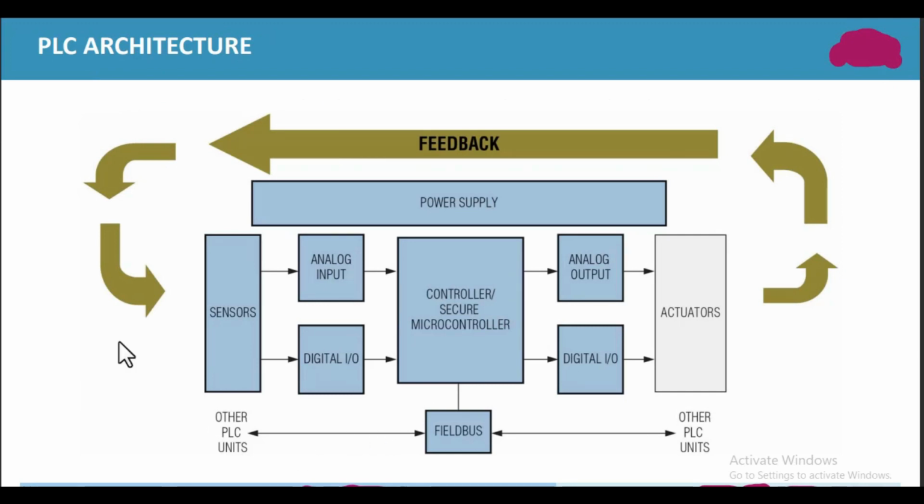PLC architecture, we have already discussed it. There is a central controller which consists of a microcontroller, and the analog input and digital input are placed on one side. Analog output and digital output are placed on the other side. When the sensors turn on these analog or digital inputs, this signal passes through the controller to the output: in case of analog, to the analog output, in case of digital, to the digital output. Then actuators, motors, valves, LEDs, contactors will be turned on, and at the same time feedback will be given to the input sensors to control their positions. A field bus is connected from this point to connect this PLC with other PLC units.